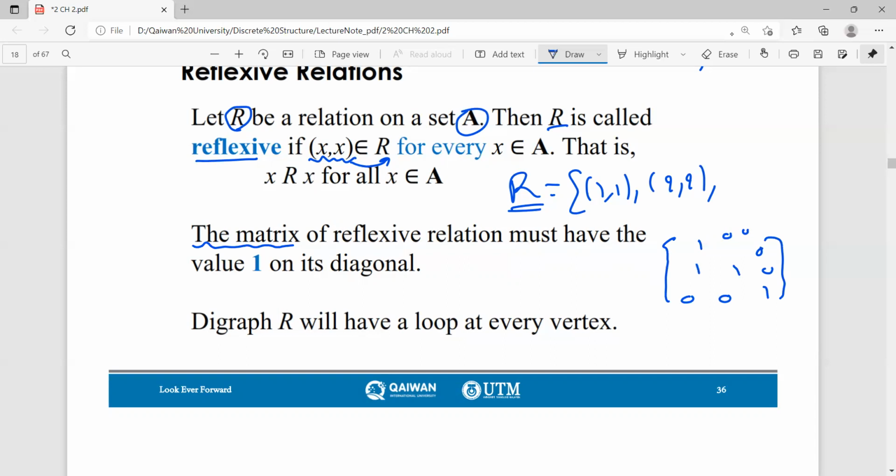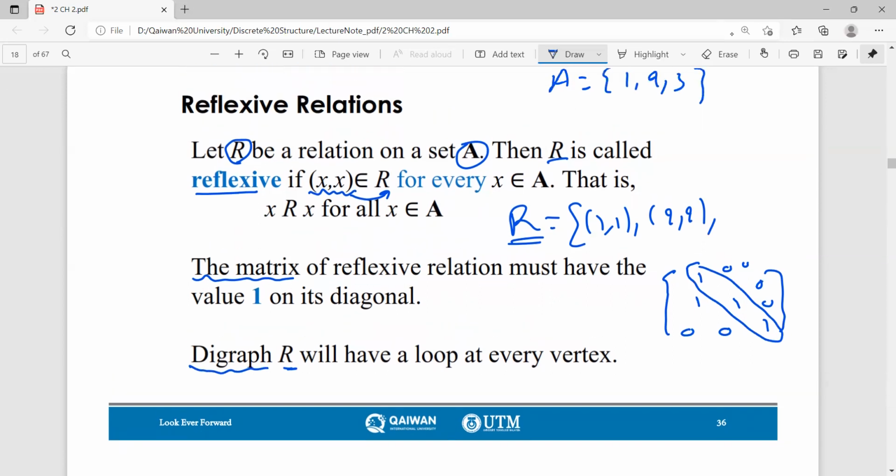Even if we have numbers in the other elements, it's okay also. If the elements on the main diagonal are 1, we say this relation is a reflexive relation. In the diagram form of a relation, we must have a loop at each vertex. That means we have a loop from any vertex to itself. This holds for all representations of relations.